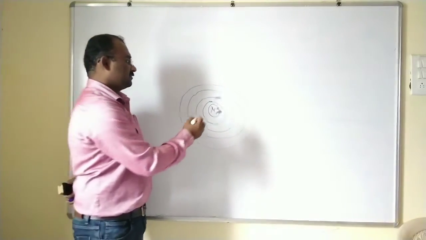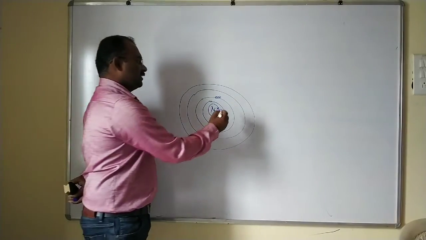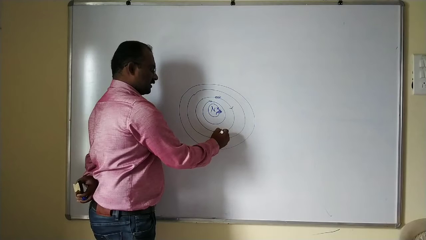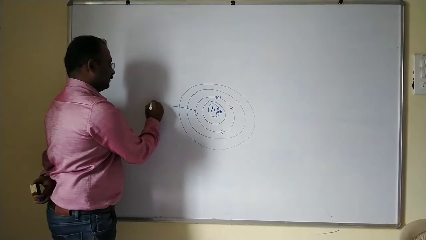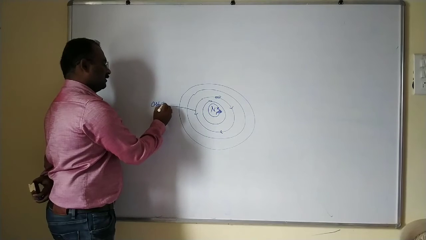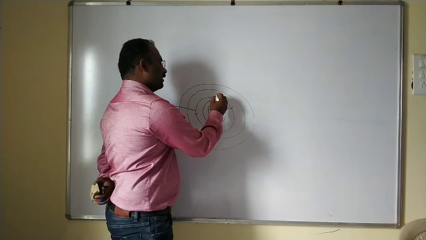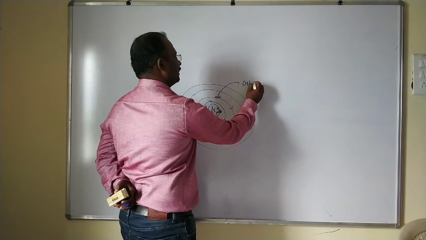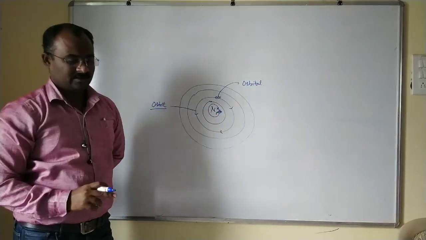Then this electron has two directions. First, the electron revolves around the nucleus in a particular direction, and this is called orbit. At the same time, the electron revolves around its own axis, and that is called orbital. This is the main difference between orbit and orbital.